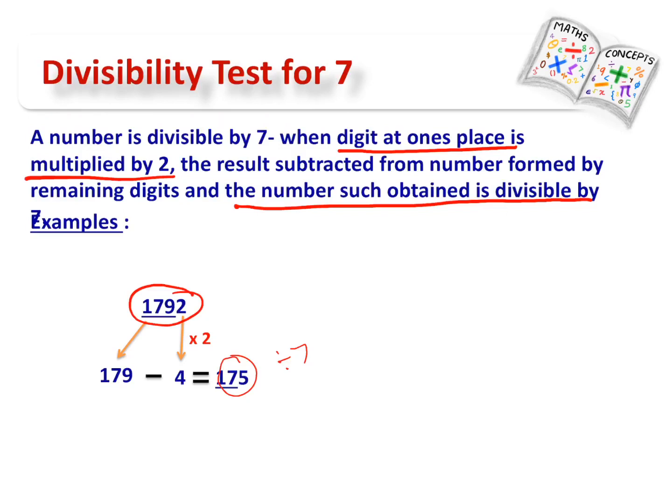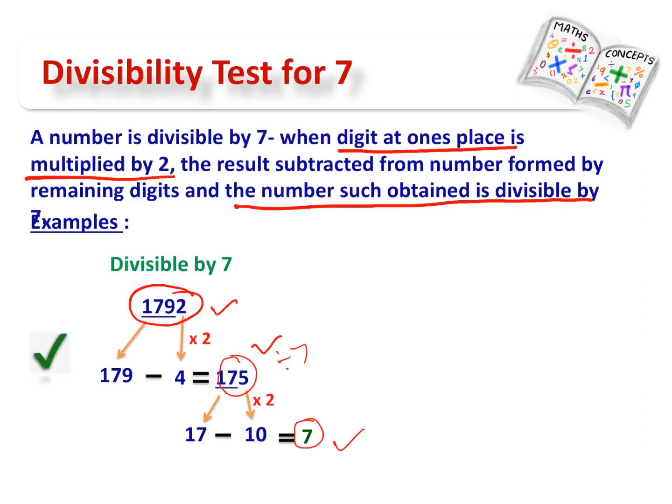Now we don't know whether 175 is divisible by 7 or not. Should we perform actual division? I think we can again apply the same divisibility test. We multiply the number at the units place by 2, which gives 5 into 2 as 10, and I'll subtract it from the number formed by the remaining digits, that is 17. 17 minus 10 gives me 7, and now I definitely know that 7 is divisible by 7. That means 175 is divisible by 7, which also means 1792 is divisible by 7.